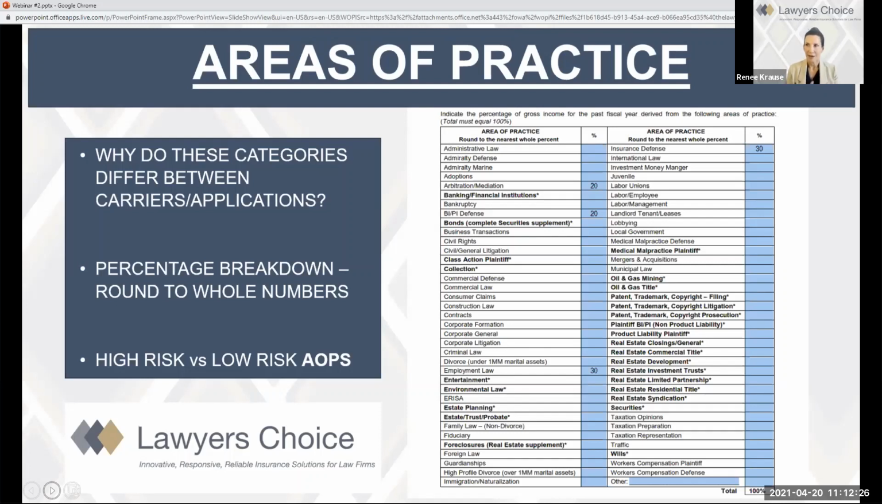So on areas of practice, a few notes here. The first bullet point is, why do these categories differ between carriers and applications? It's tied to what they're looking for. So when you see everything you do on their area of practice roster, on your area of practice grid, that's a good sign that this carrier likes firms like yours, because it's real easy to complete the information. If you're not seeing what you do on that area of practice roster, you may not be with the right carrier. And a tip here is also to make sure when you complete this, round to a whole number.